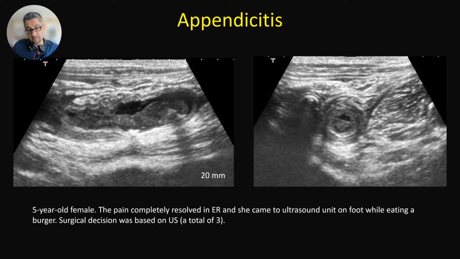Then the ultrasound shows this clear appendicitis. We are seeing the appendix all the way from base to the tip. There is content in the lumen. There is no lymphoid hyperplasia. It's distended. So we called it appendicitis, but the surgeons didn't believe us, sent the patient home.